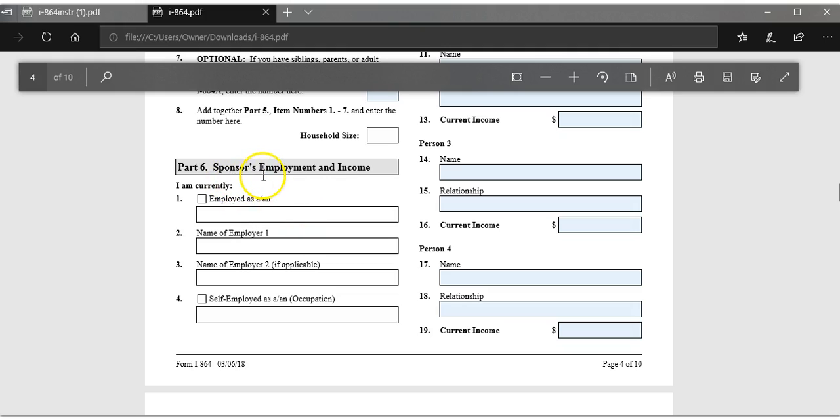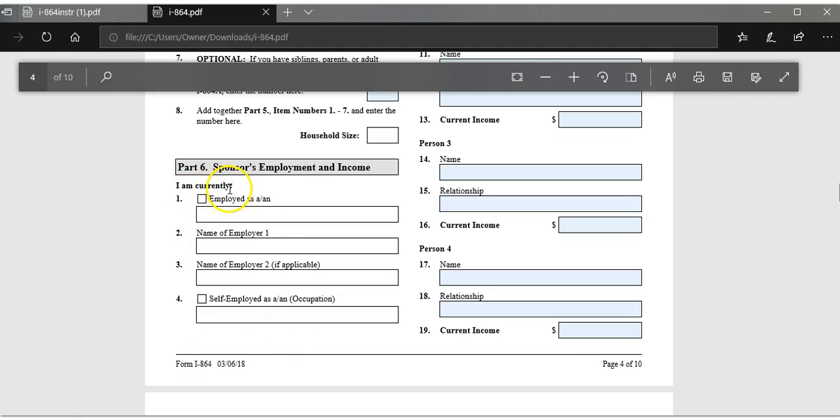Part 6. Sponsor employment and income. This is an extremely important section of the form. Most problems with the Form I-864 come from incorrect answers on this section. So be very careful when you fill out this part.